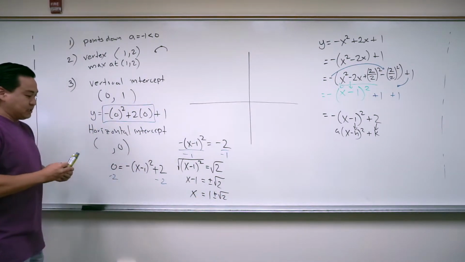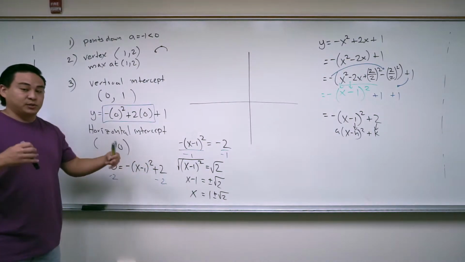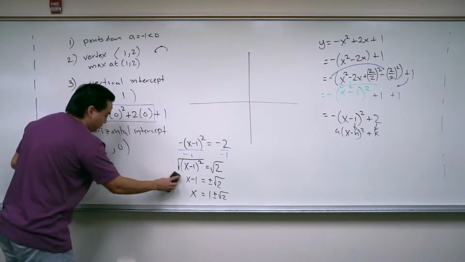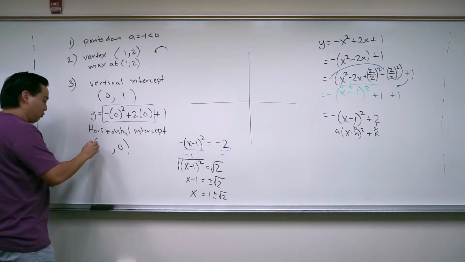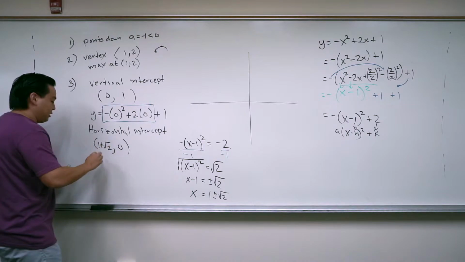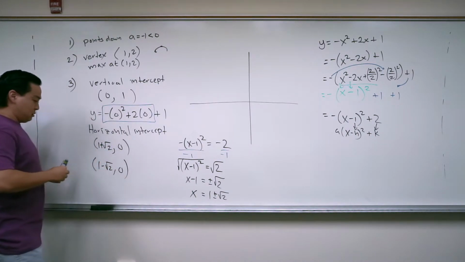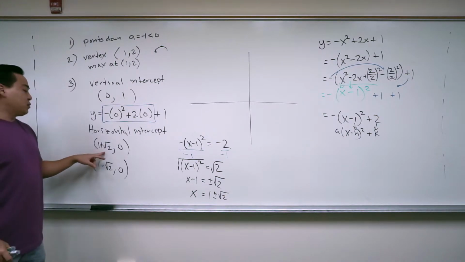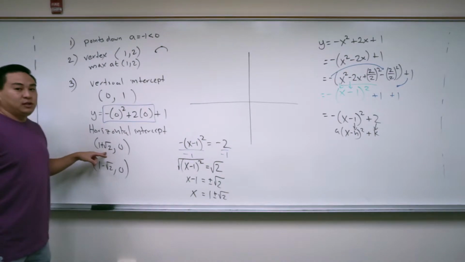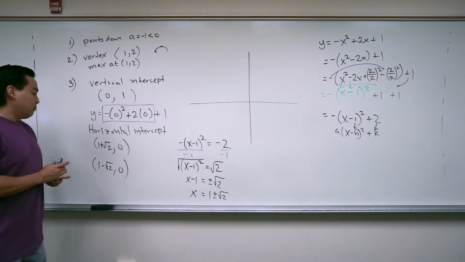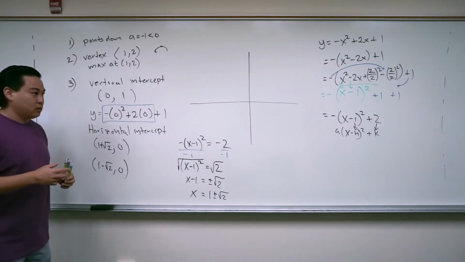So in this case, we have 2 different x values, which means there are 2 horizontal intercepts. Let's go ahead and write those: 1 plus root 2, and then 1 minus root 2. The square root of 2 is asking you what number times itself gives you 2. If you have a calculator, just use it to find what that number is. It's about 1.4 or so.